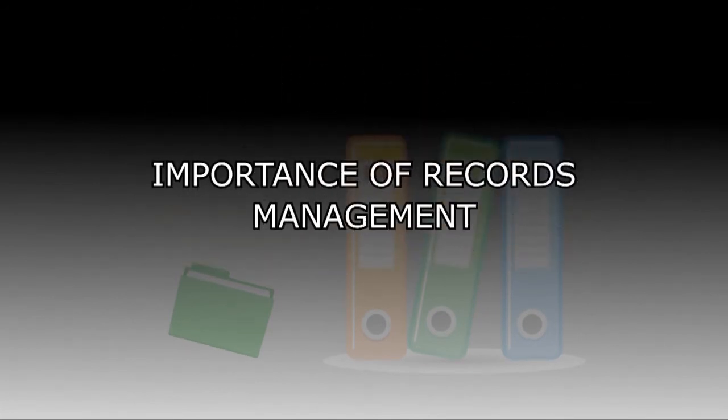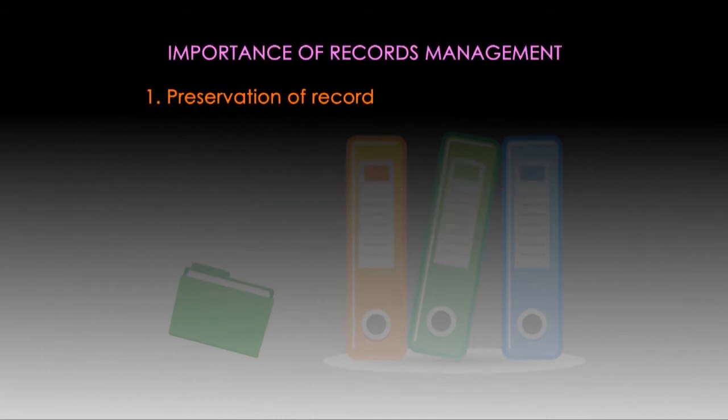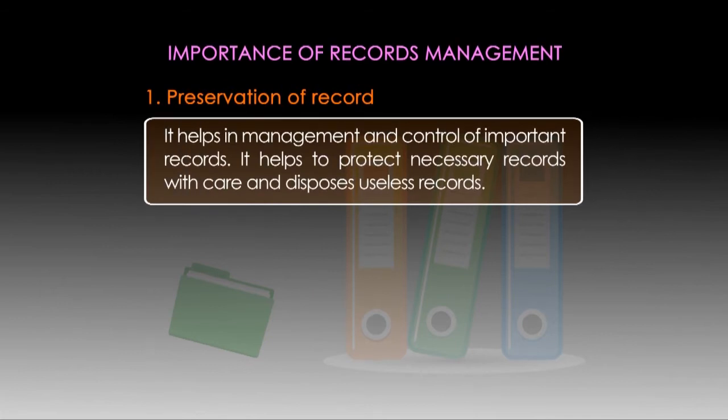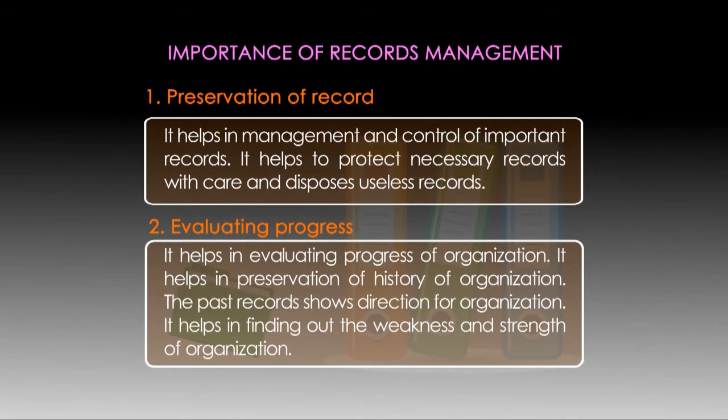Now we have importance of records management. Number 1, preservation of record. It helps in management and control of important records. It helps to protect necessary records with care and disposes useless records. Number 2, evaluating progress. It helps in evaluating progress of organization. It helps in preservation of history of organization. The past record shows direction for organization. It helps in finding out the weakness and strength of organization.